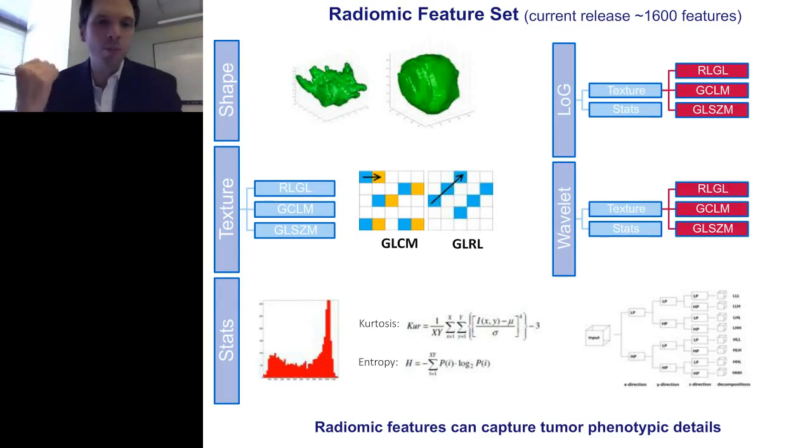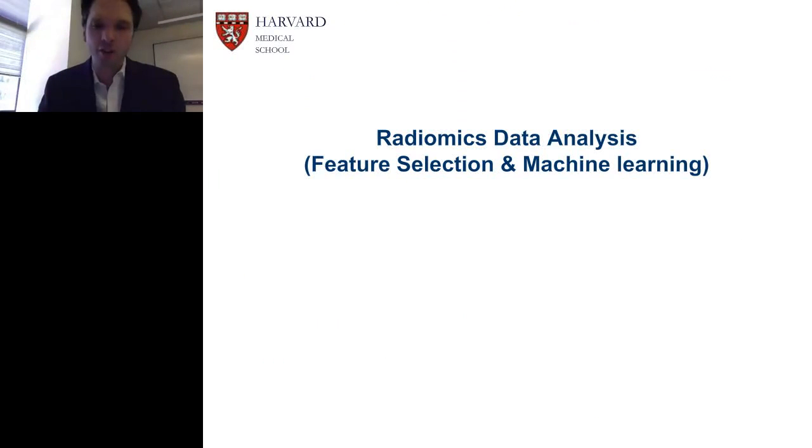But also, we transform these images into another frequency domain, and we apply different filtering techniques, like wavelet filtering and the Laplacian of Gaussian. And once we do that, we again can extract similar textural features, like those shown on the left, from these different filtered images. So all in all, this gives a feature set of over 1,600 features at this moment.